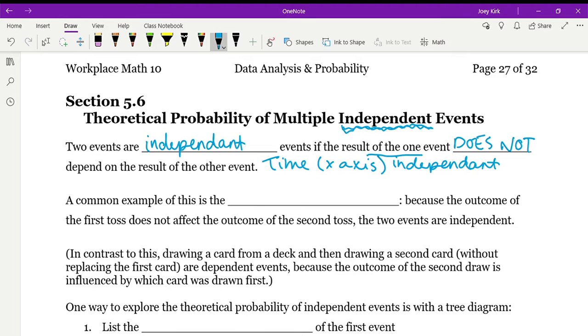So a common example of this is the tossing of two coins. This is because the outcome of the first toss, whatever happens in the first toss, does not affect what's going to happen in the second toss. So just because you flip a heads the first time doesn't mean you won't get a heads the second time, and it doesn't mean you will get a heads the second time. But the two events are independent. Okay? Now we're going to look at two different ways we can figure out independent probability or independent events.